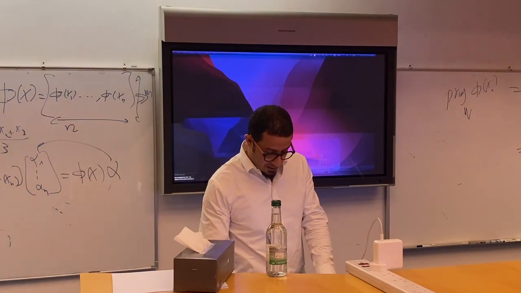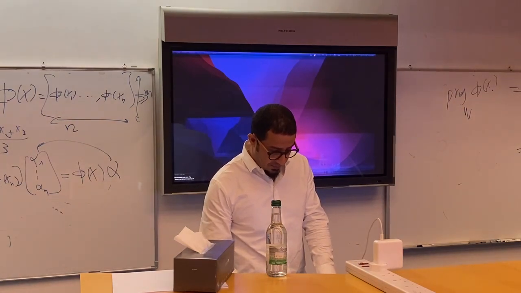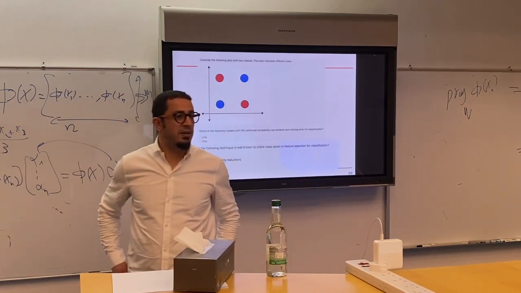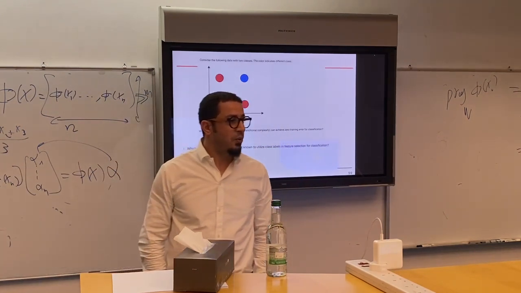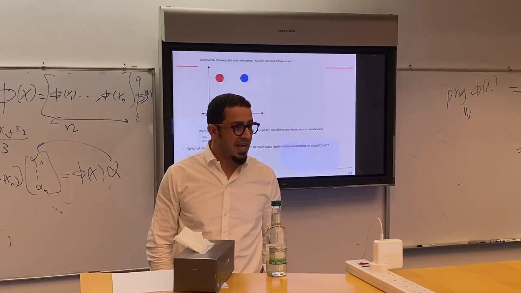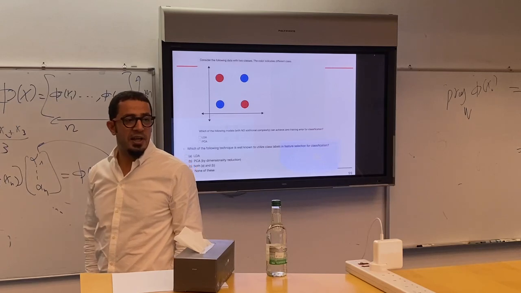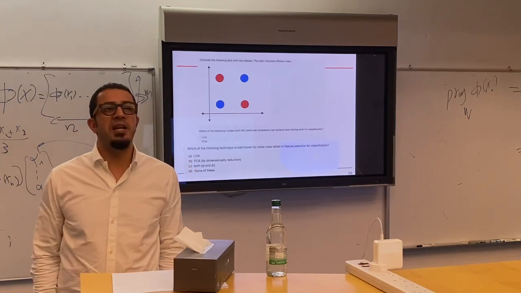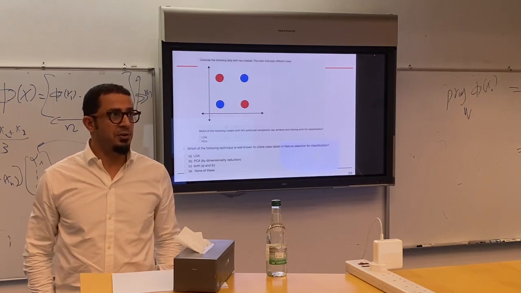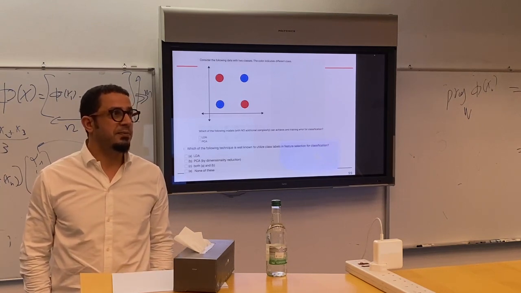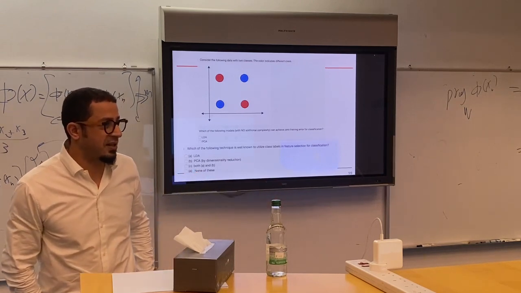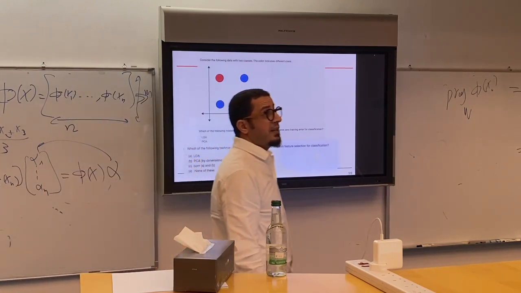For example, here, consider the following data of the two classes. Which of the following models, without additional steps, can achieve zero training error for classification? Meaning you can discriminate between the blue and red ones. Do you think we have to use LDA or PCA? Definitely, PCA is not for classification, right? Do you think we can do LDA? No.